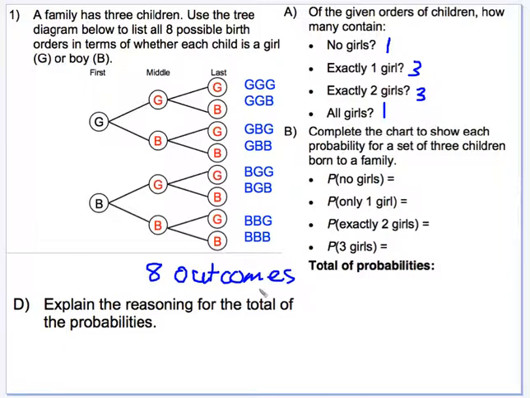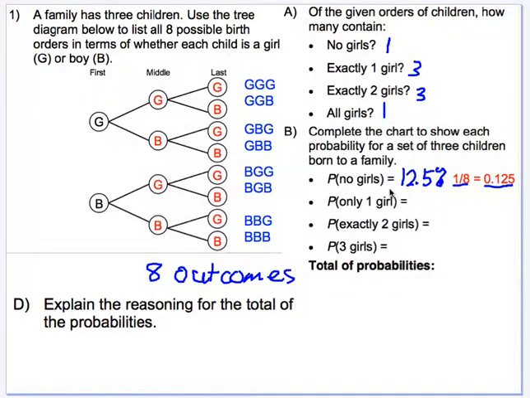Okay, of those 8 outcomes, how many have no girls? Up here we already looked at it, we just said 1. So with this, we have 1 out of 8 or 0.125. If you were going to convert that to a percent, because with probabilities you can write it as a fraction, a decimal, or a percent, it would be 12.5%. Okay? So any couple that has 3 children has a 12.5% chance of having no girls.